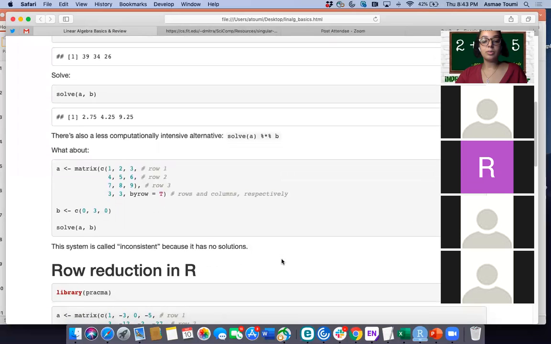You can also try out other matrices, but you might get a message that's puzzling, and that's because some systems are considered inconsistent in the sense that they have no solutions. So if you get a weird output, or I think it's not even a weird output, I'm sorry, R is very explicit about it being inconsistent and it will tell you that it has no solutions.